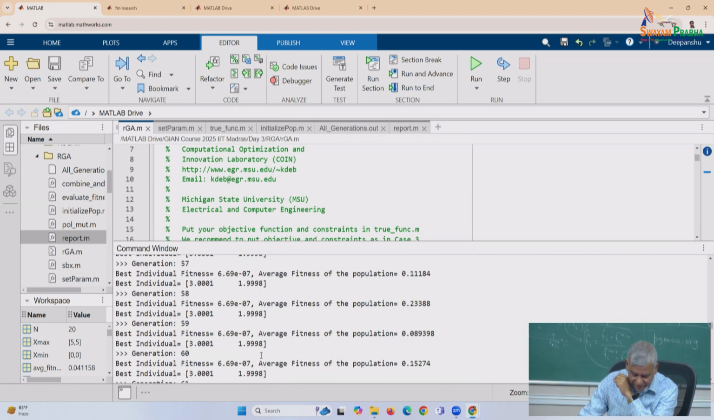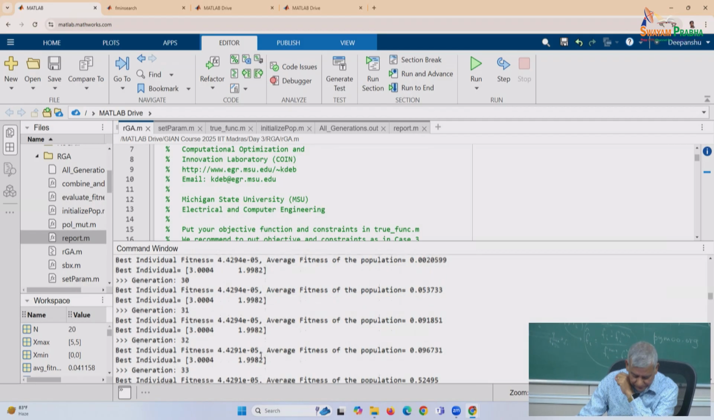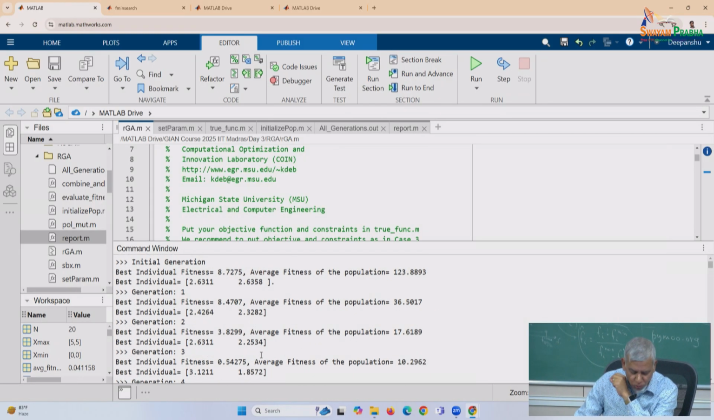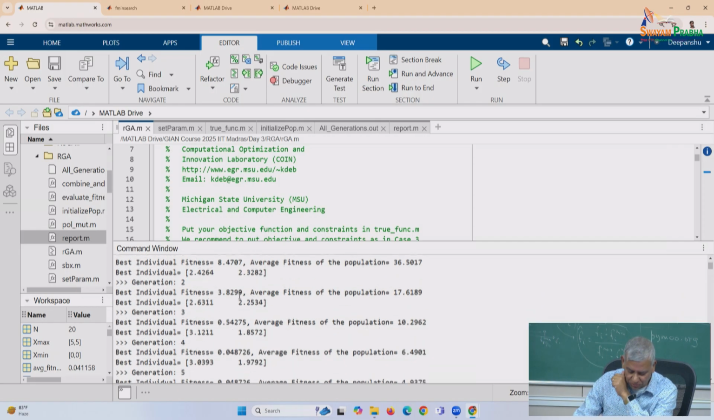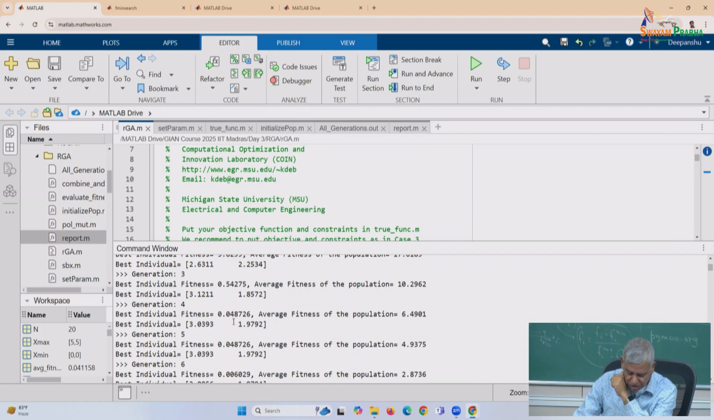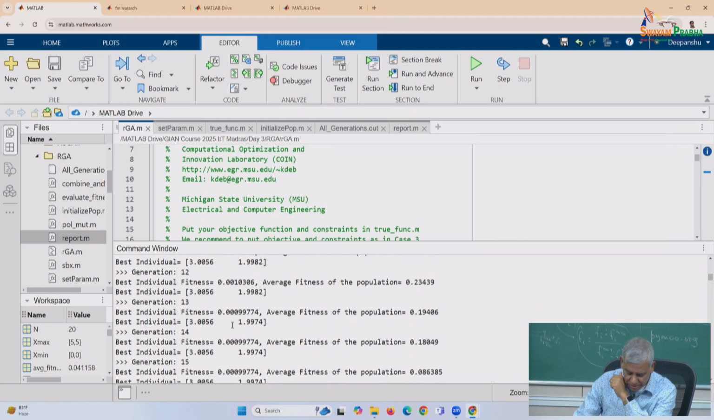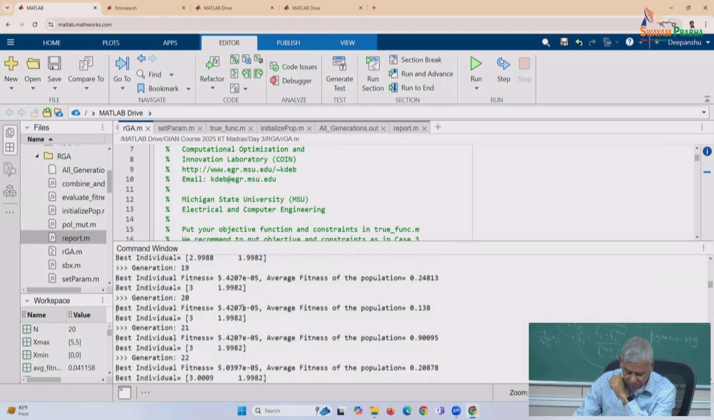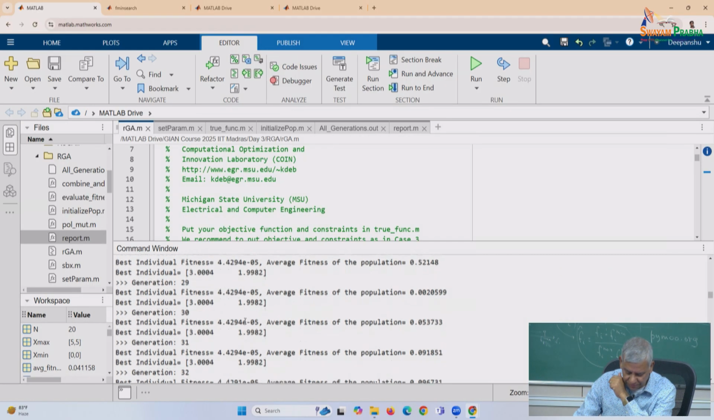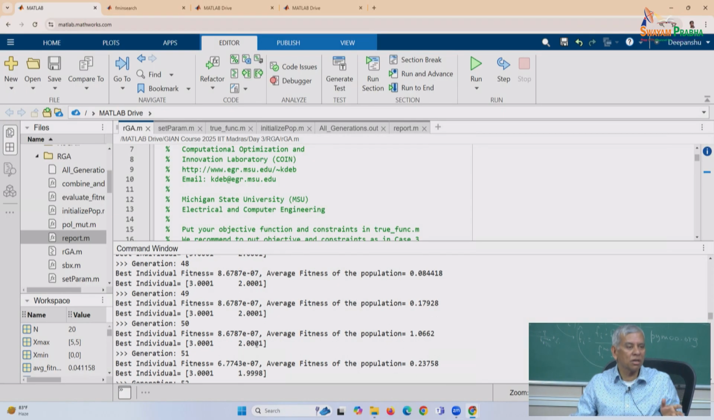But where it started, I don't need to go to 100 generations for these small problems. So it started with 8.7. This is the x best value, and then pretty quickly goes to 0.04 function value, 0.4, 0.06, 0.01, 0.009, and pretty quickly gets to minus 5. Okay, so this works for 2 variables.